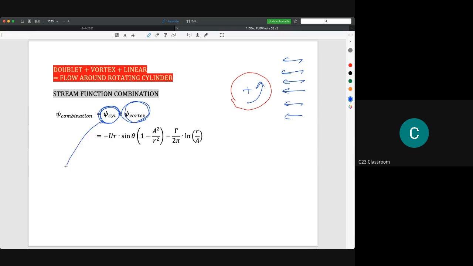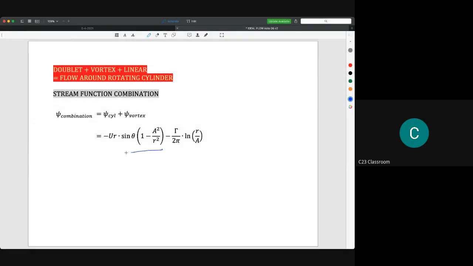So here, okay, we derived this equation previously. This psi cylinder means the combination of doublet plus linear. And then we add vortex here to reflect the rotation of this cylinder. If you see this equation, this is the psi combination for flow around cylinder, which we discussed previously. And then we add the vortex. So please look at your notes for vortex.